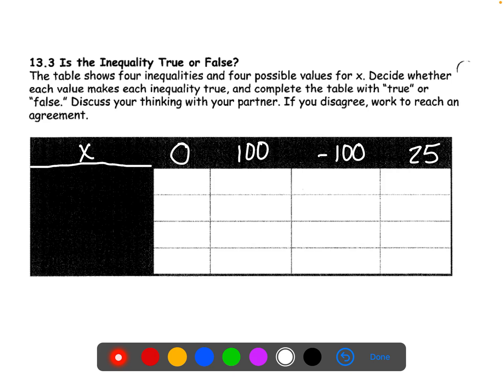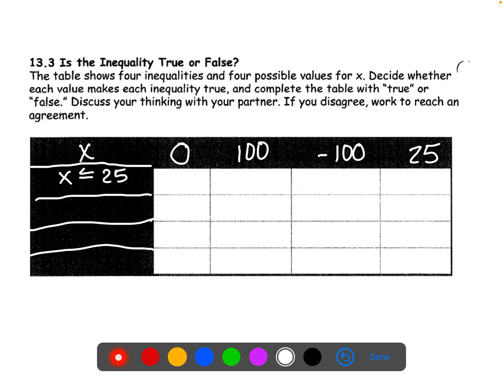Then we have 4 different inequalities written down the sides. The first one is x is greater than or equal to 25. I'm going to go ahead and fill in the rest of these real quick so that we have this information.